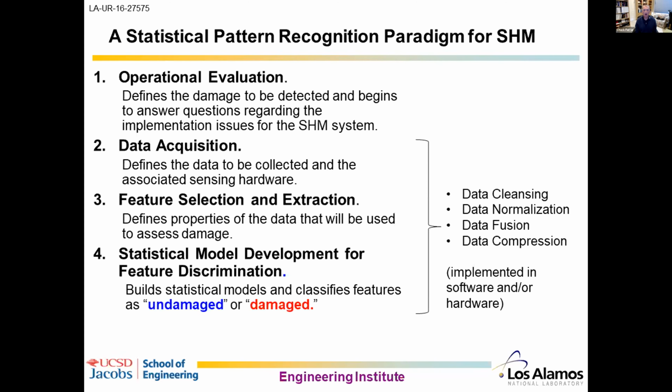Inherent in both the hardware and data analysis portions of the process are the ideas of data cleansing, data normalization, data fusion, and data compression. As I've listed here, you can do those in hardware or software. In reality, you probably do those in a combination of the two.